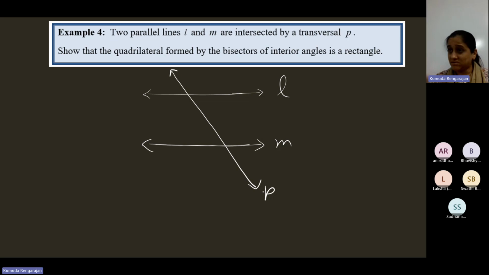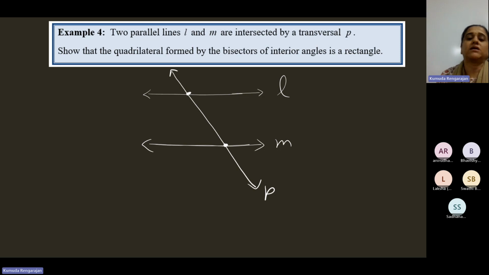Transversal is a line that cuts these two parallel lines. The transversal P intersects the two parallel lines at which points? This point and this point. The transversal P intersects the line L at this point and the line M at this point. Correct? Show that the quadrilateral formed by the bisectors of the interior angles is a rectangle.